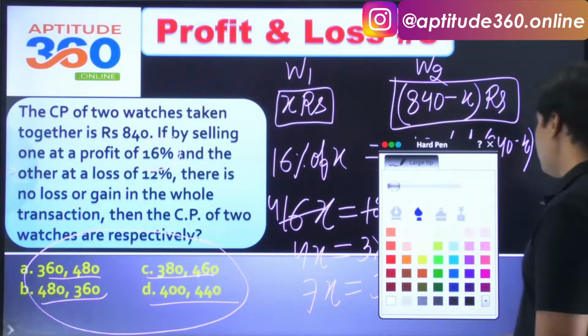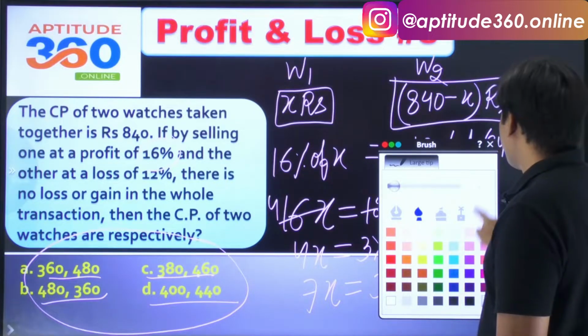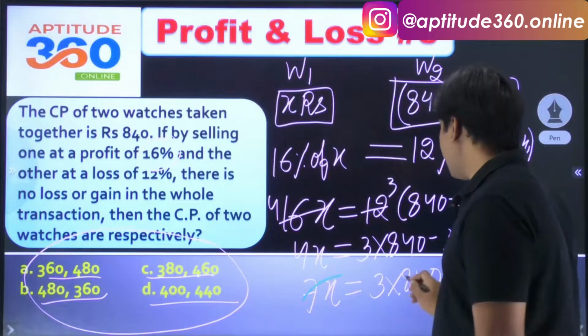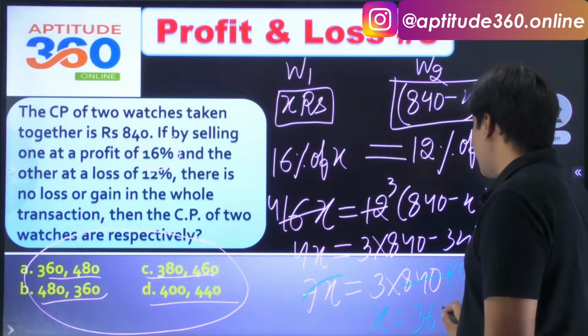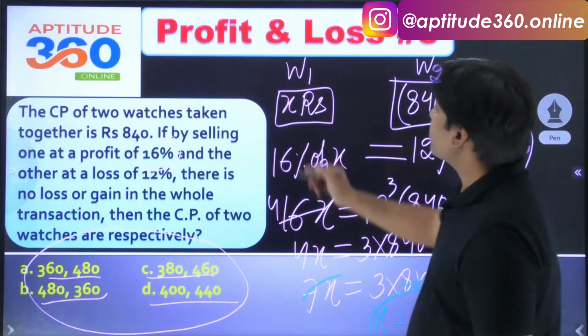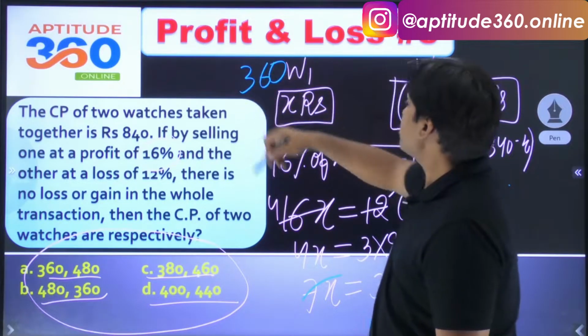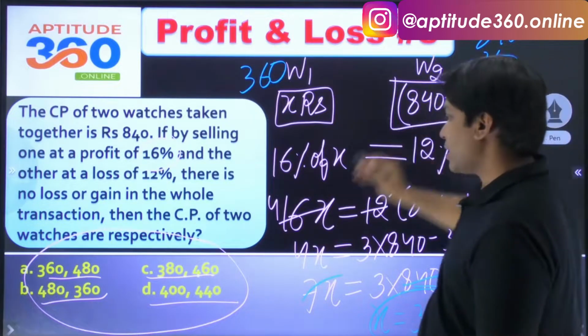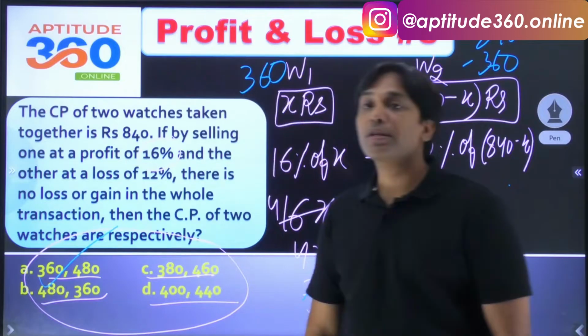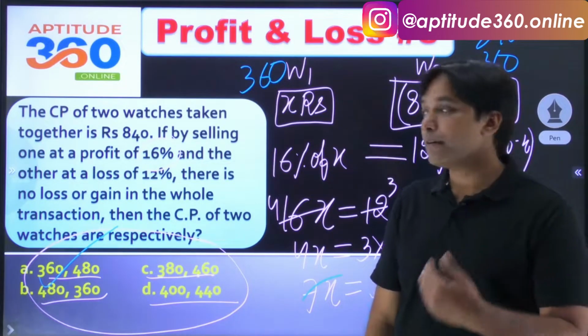Simplify the value. See if you can find it out. So x comes out as 360, and if this is 360, this value certainly is going to be 840 minus 360. What is the option? This is the option. Is that okay? Do we understand this thing?